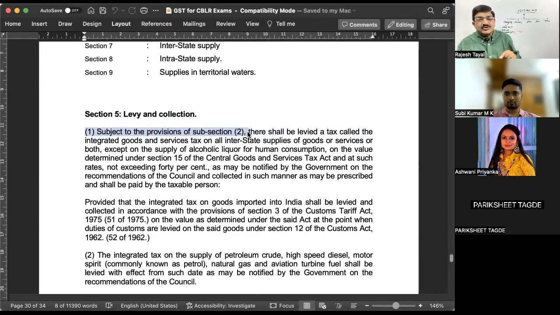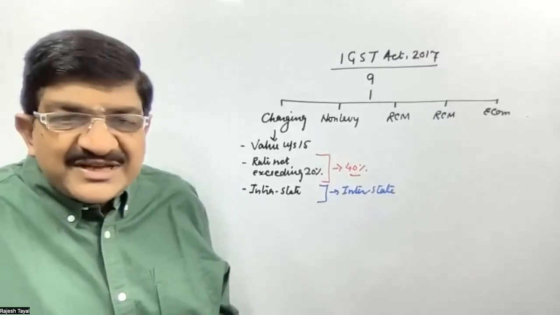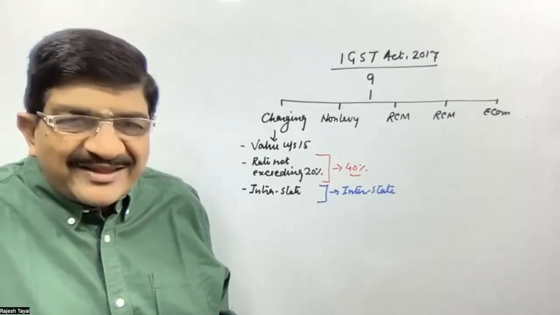There shall be levied a tax called integrated goods and services tax on what? Interstate supply. In CGST, what was the wording? Intrastate supply. Here we have interstate supplies of goods or services or both, except supplies of alcoholic liquor for human consumption, on the value determined under Section 15 of the CGST Act, and at such rate not exceeding 40%. Okay. So another variation you can note down is this 40%, right? Another thing you will write here: in CGST this is on intrastate, and under Section 5, this is interstate supply. So except for that change, there is no other variation.